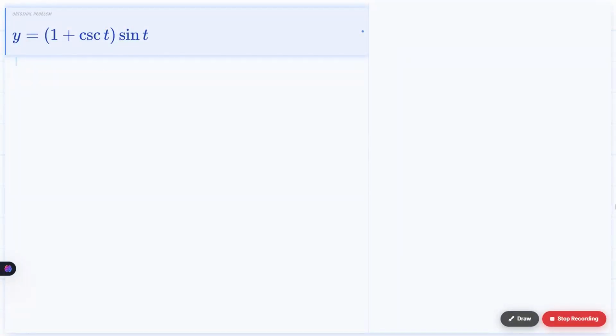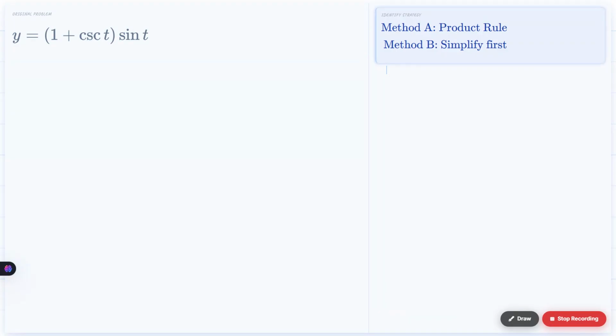We look at the problem y equals 1 plus cosecant t, all times sine t. We do this to see our starting math sentence. This is the equation we need to solve. We choose between two ways to solve this. We do this to find the easiest path to the answer. One way is the product rule and the other way is to simplify first.